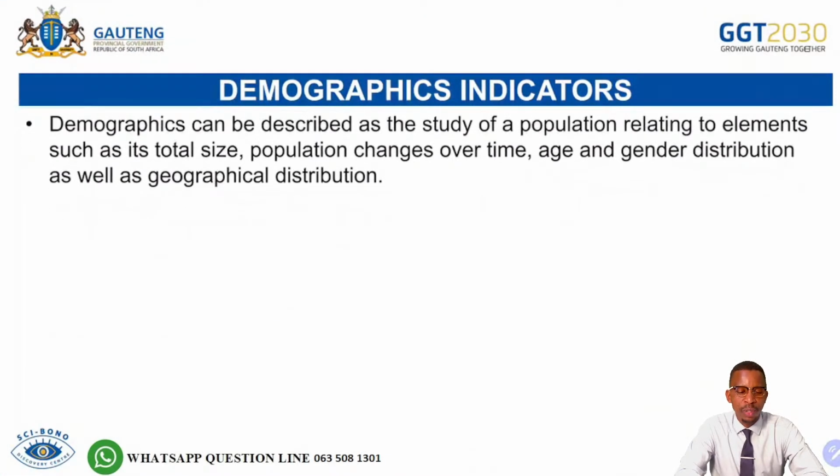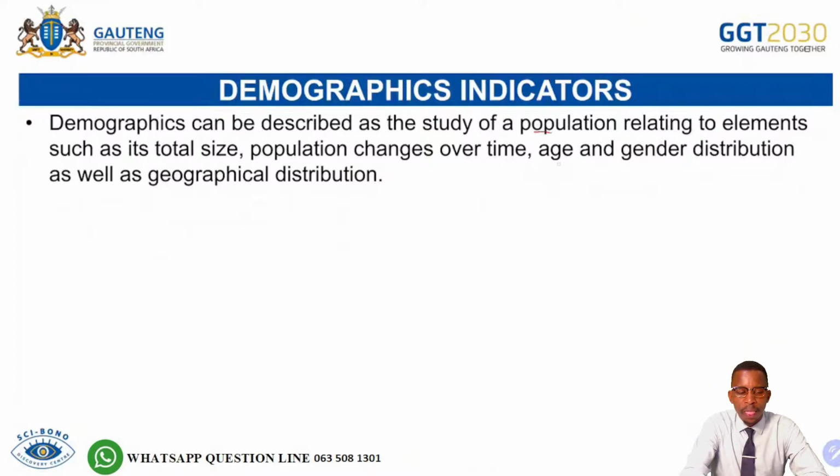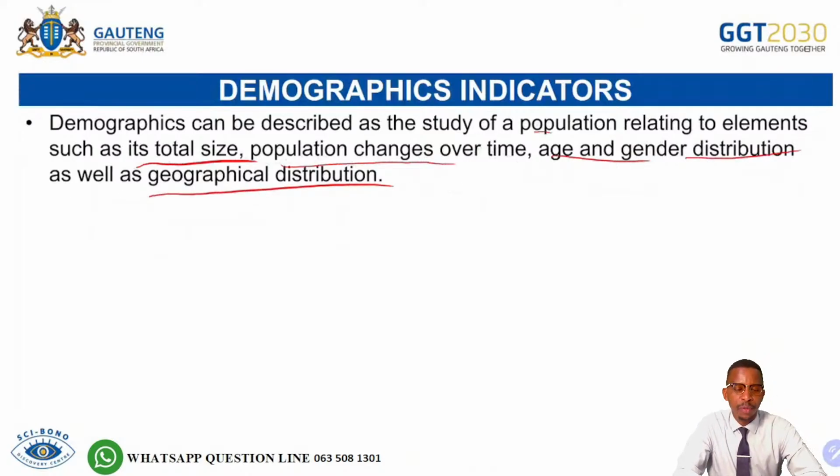Demographics indicators. So demographics can be described as the study of population relating to elements such as population size, population changes over time, age, gender distribution, as well as geographical distribution. So if we talk of demographics, we refer to indicators related to the change in population size of the country that goes together with life expectancy.